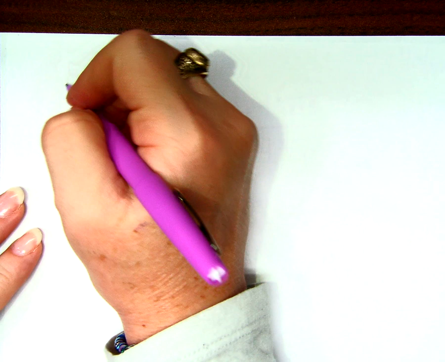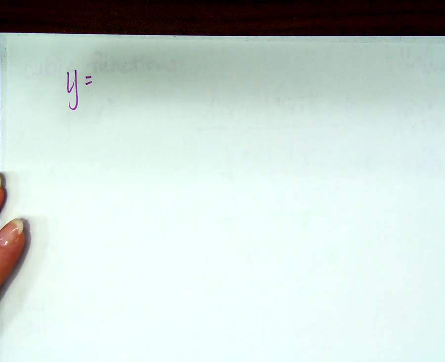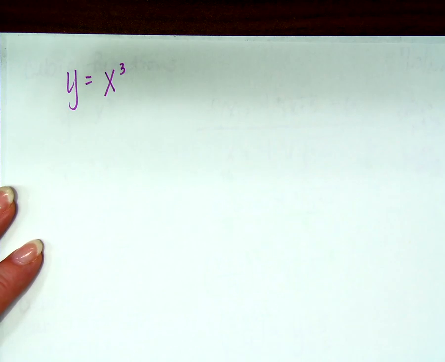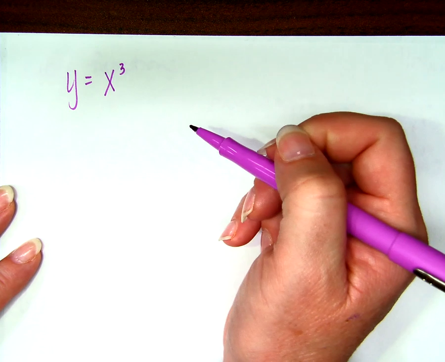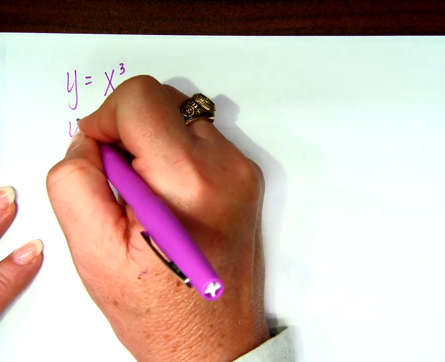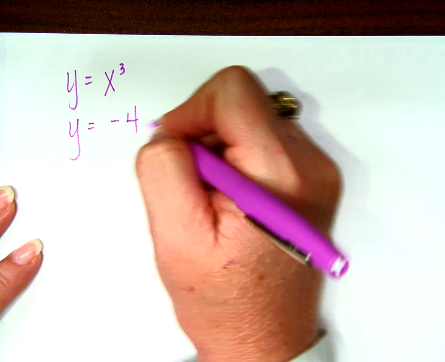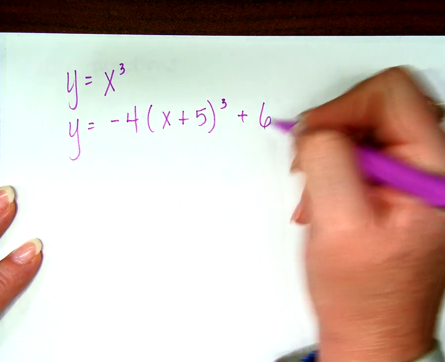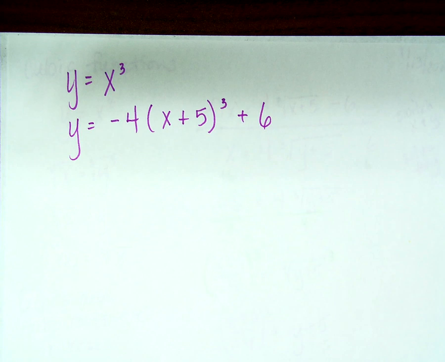So let's do some transformations. If we're talking specifically about cubics, the parent function is what? X to the third, right? Do you want me to jump to a really hard one again? Okay. So tell me how this moves compared to its parent. How is it different compared to its parent?